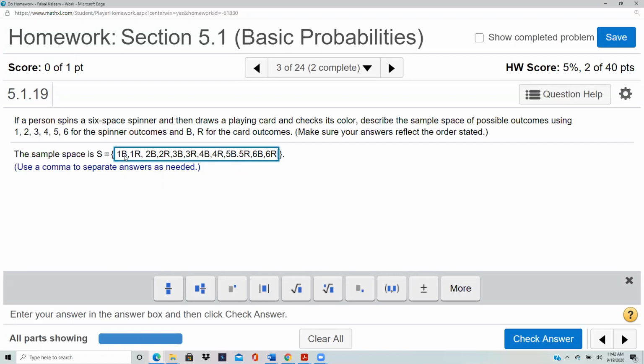mean that the card is first and the spinner is second, but that's not the case. You just have to go in the order in which things are done. So if the spinner is done first, then the spinner result will come first and the card result will come second. These points by themselves could be in any order, but the individual order has to be retained. Like 1B has to be written like 1B. It can't be written as B1. Let's see, seems okay.